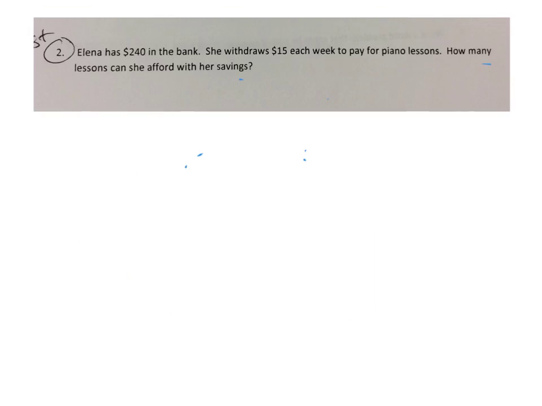So, your example you should have done. It says Elena has $240 in the bank. She withdraws $15 each week to pay for piano lessons. How many lessons can she afford with her savings? So what we're looking at here is a multiplication problem. And we need to start out with a let statement. Let L equal number of lessons.